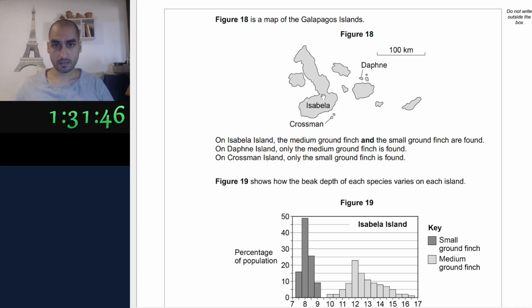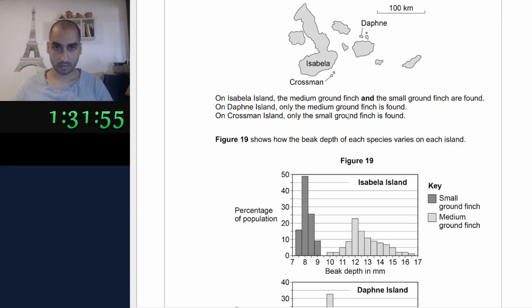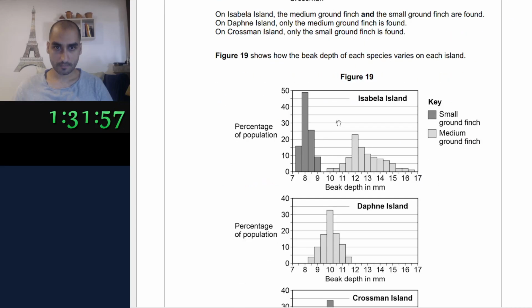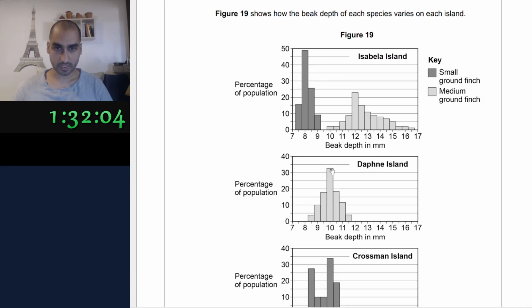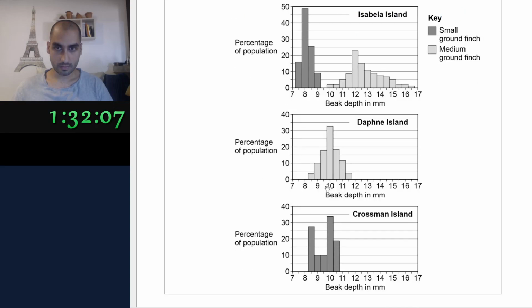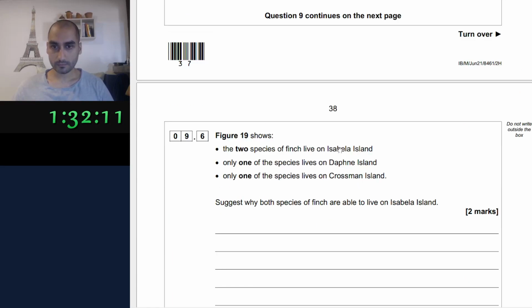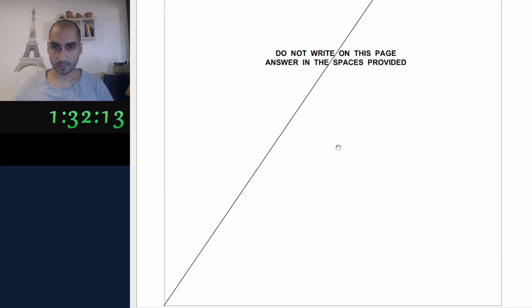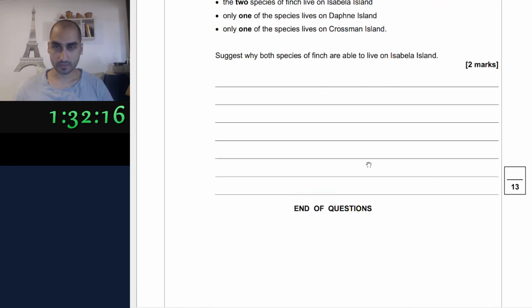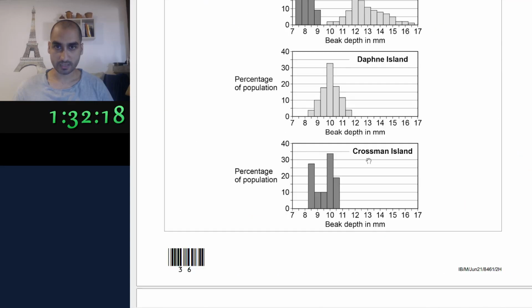On Isabella Island, the medium ground finch and the small ground finch are found. On Daphne Island, only medium. On Crossman Island, only small. Okay, Isabella, we've got small and medium. Daphne, we've got medium. Crossman, we've got small. Those are the final questions. We don't have much time left. About 13 minutes left.